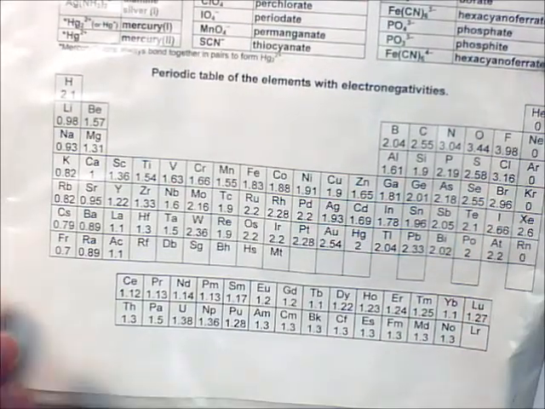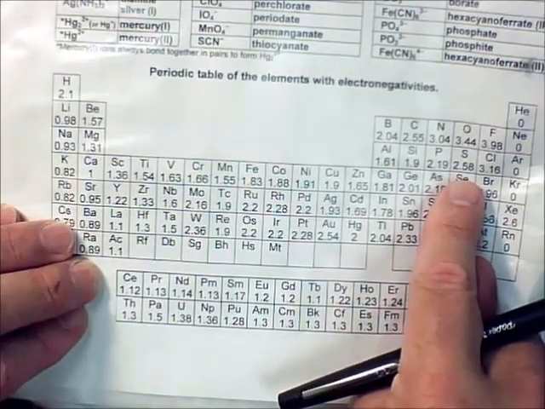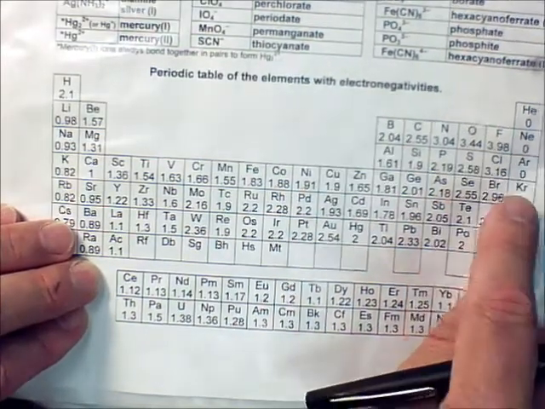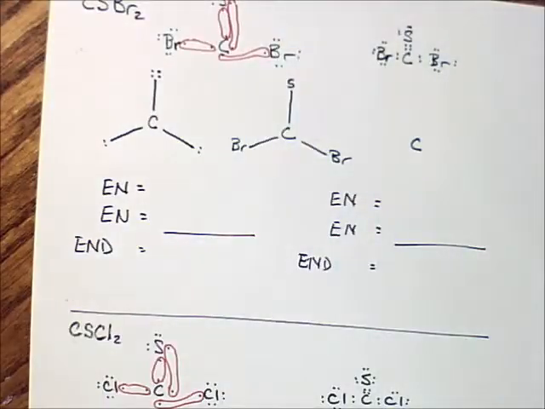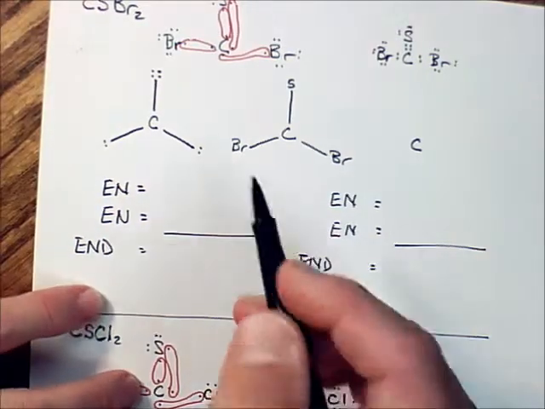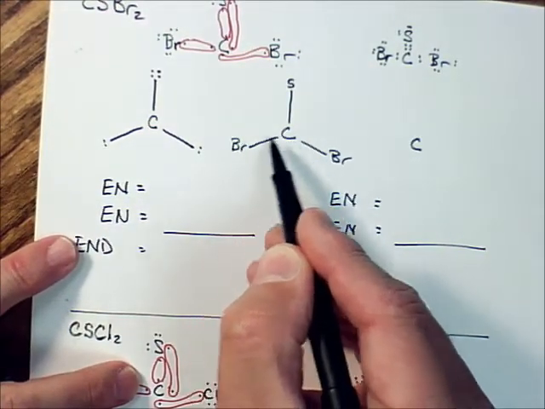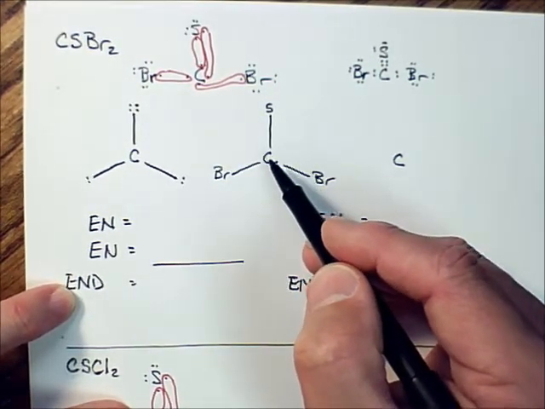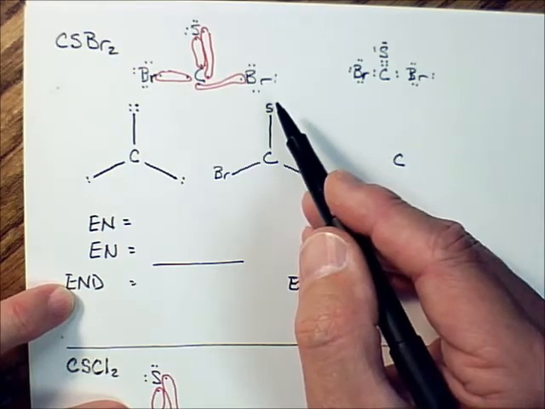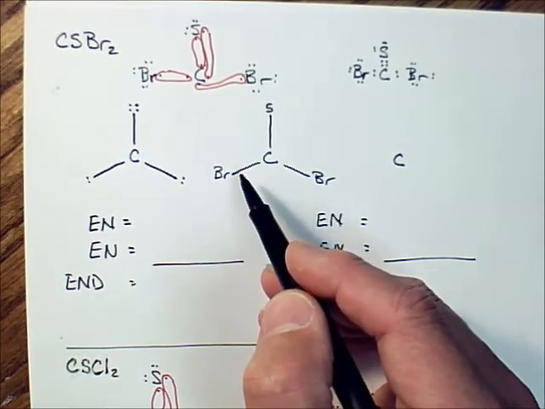And I can see that carbon has an electronegativity of 2.55, sulfur has an electronegativity of 2.58, and bromine has an electronegativity of 2.96. So we need to find out about this bond. This bond is the same, so we only need to know about the bromine to carbon bond. We also need to know separately about the bond between carbon and sulfur. So let's look at the bond between bromine and carbon first.